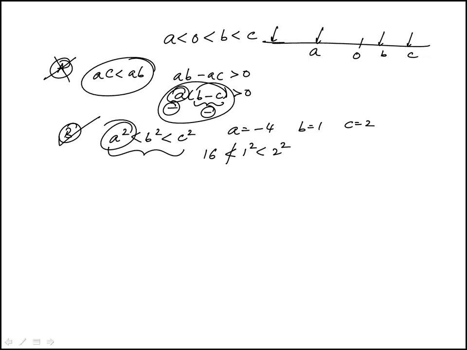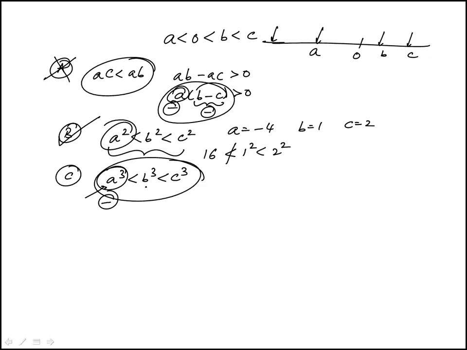So we don't have to technically do the remaining ones, but I'll do it for completeness here. This has to hold true because a cube is negative. Both b cube and c cube will be positive. And because b is less than c, that would still hold true. So again, c is out.